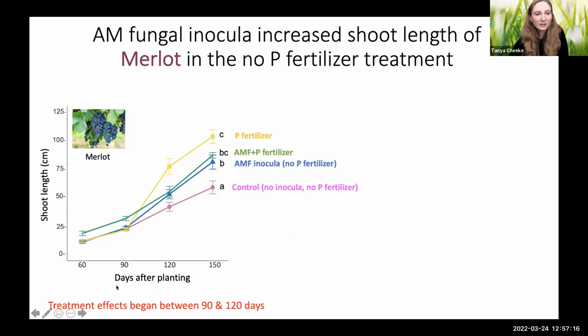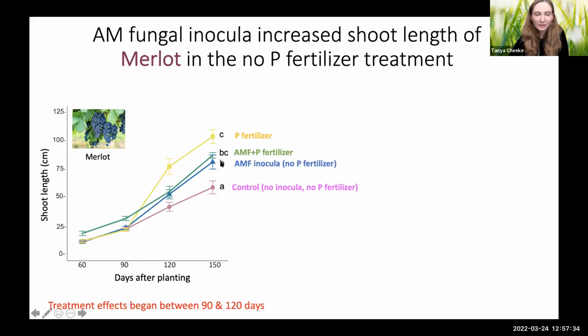And we started seeing treatment effects in Merlot between 90 and 120 days. That's where we really started seeing the plants responding differently. And what we found in the Merlot was that the addition of the mycorrhizal inocula increased shoot length of Merlot, but only in the no fertilizer treatment.